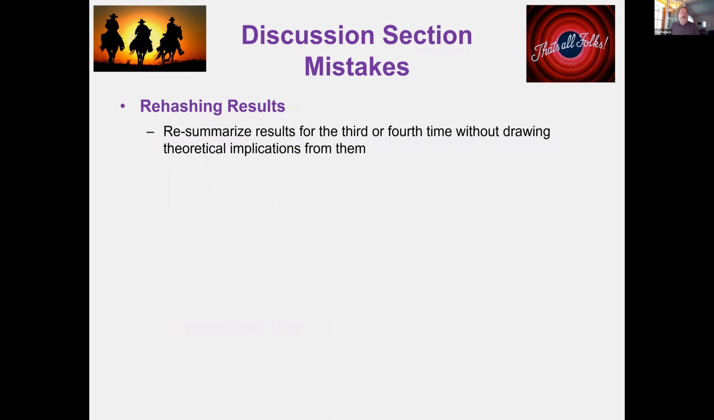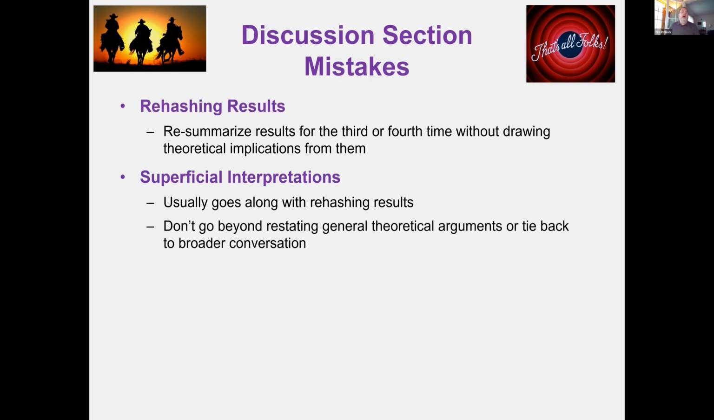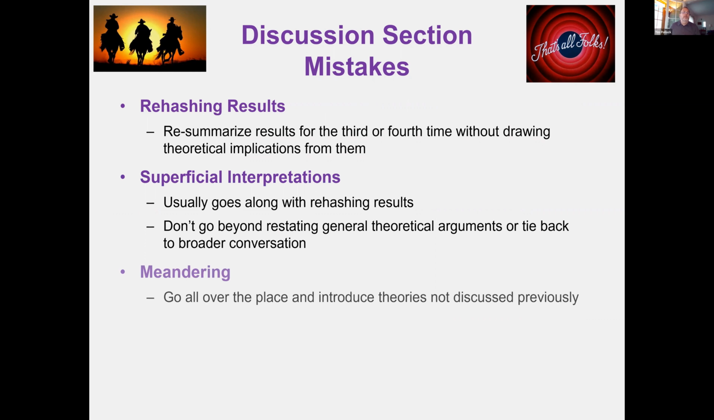So some common discussion section mistakes. One is rehashing results. So just re-summarizing your results again for the third or fourth time, but not drawing theoretical implications from them. So just saying what you found and not saying, how does this feed back to your story? Making superficial interpretations. And this usually goes along with rehashing results. So you don't go beyond restating general theoretical arguments, and you don't tie it back to the broader conversation.